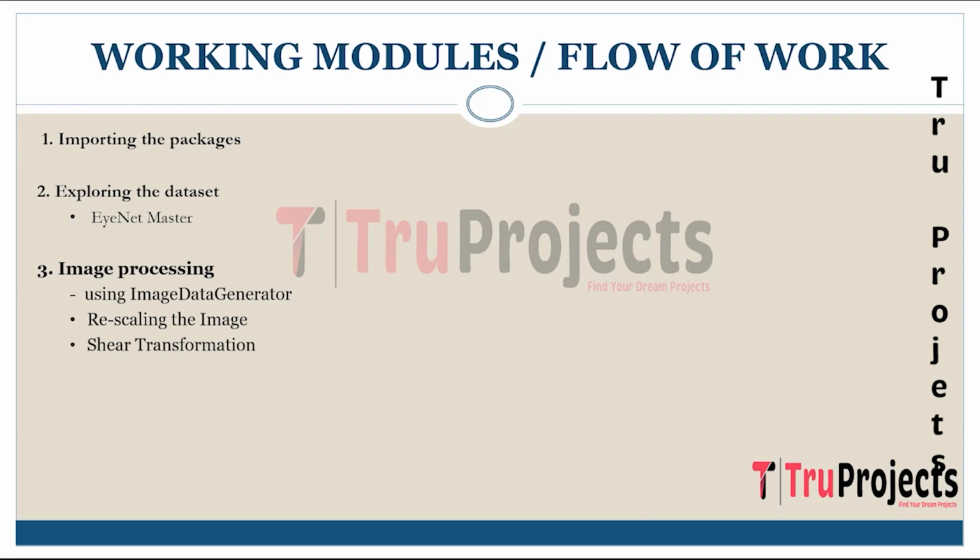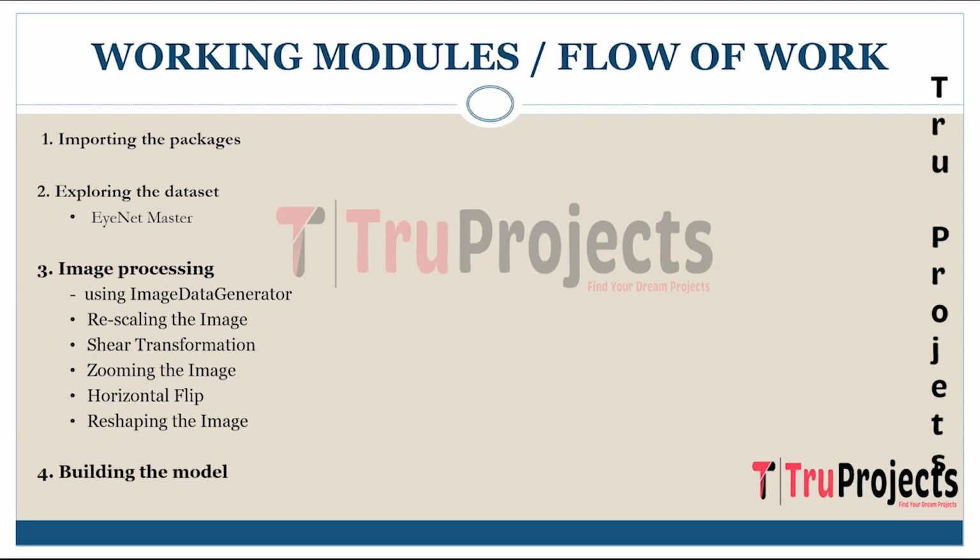Coming to shear transformation. Shearing the images introduces controlled distortion, enhancing model robustness. Coming to zooming the image, adjusting the zoom level introduces variability and aids in better model generalization. Horizontal flip. Flipping images horizontally augments the dataset with mirror images. Reshaping the image. Images are resized and reshaped to align with the input requirements of the chosen models.